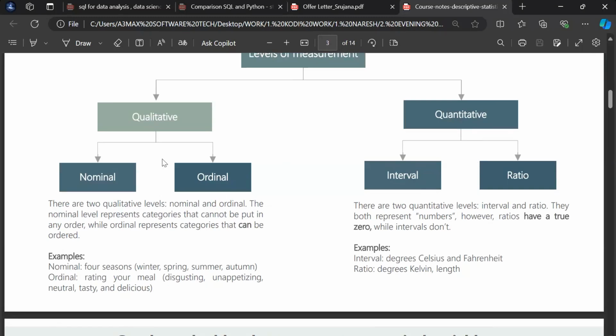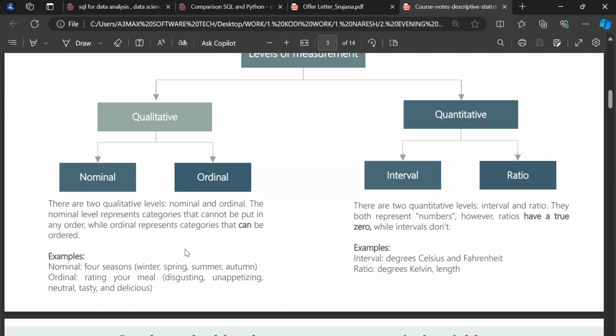Quality is again divided into two parts. One is nominal and one is ordinal. Today and tomorrow are theoretical sessions. This theory is very important. So what does nominal mean? Read this. There are two quality levels, nominal and ordinal. Nominal represents categories that can be put in any order, while ordinal represents categories that can be ordered.